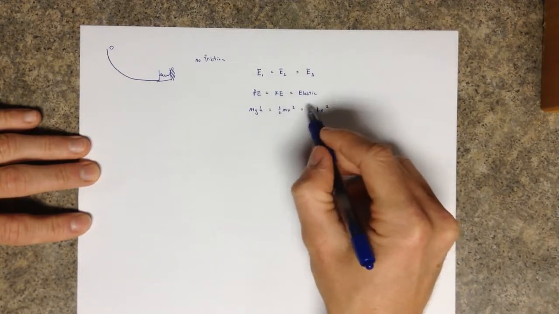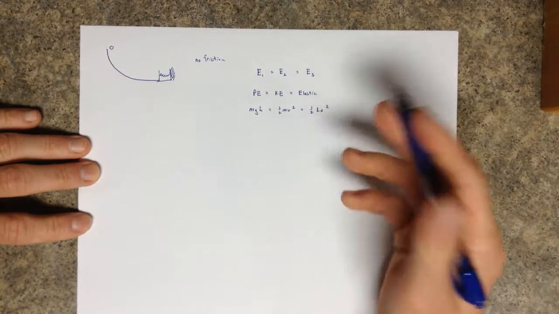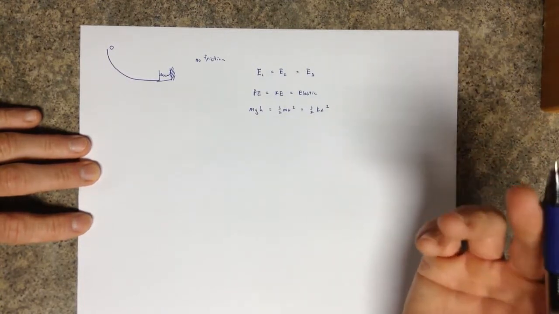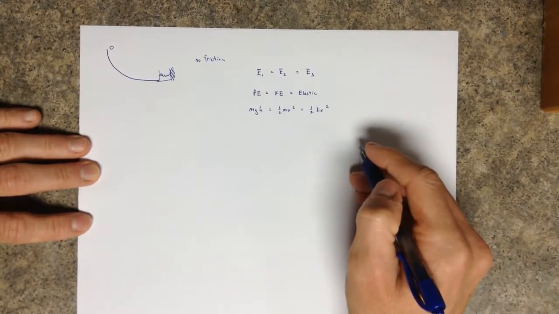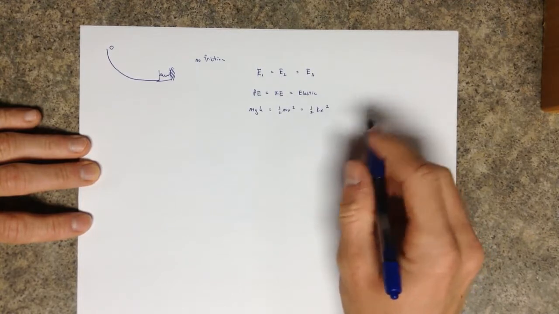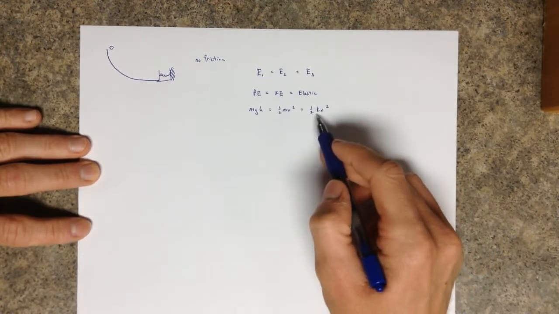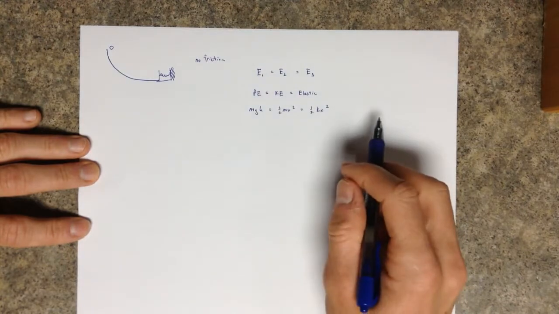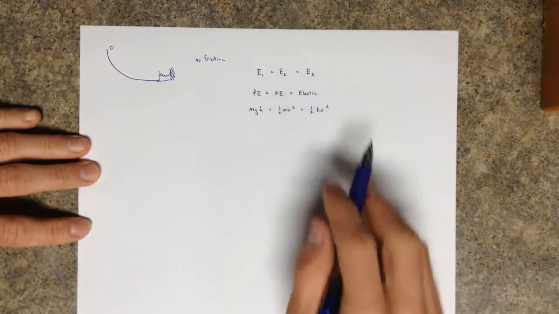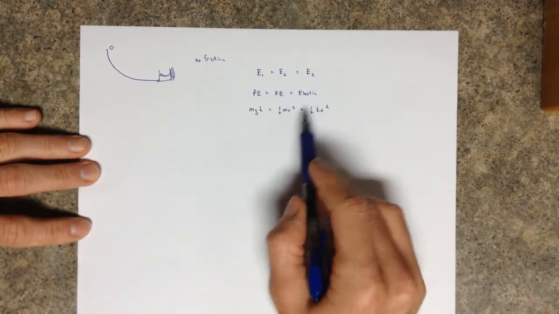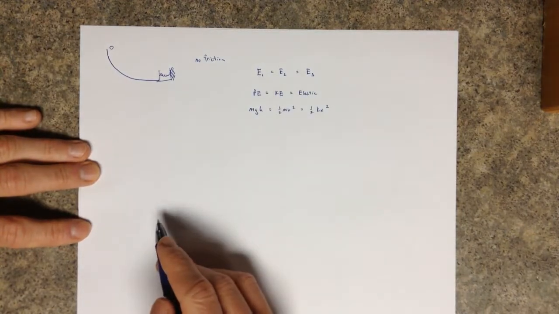Again, this 1/2 kx squared is going to be used for probably 95, 98% of all the springs. There are springs that don't follow this, and we'll discuss Hooke's law at length at another time. But if we don't say anything in the problem, assume that it's a Hooke's law spring, and then 1/2 kx squared describes its energy.